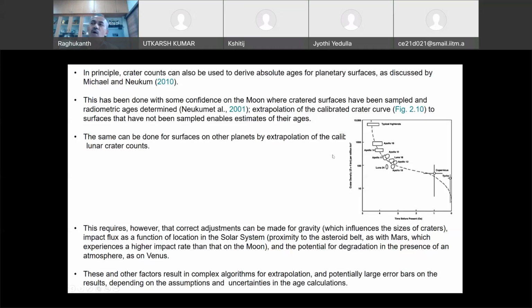Okay, so this is what the lunar cratering says. This information itself is used for other planets also. Of course, you have to make some corrections for the gravity of the planets, the impact flux in the solar system, and the potential for degradation in the presence of an atmosphere. When there is an atmosphere, we have a problem, as the crater frequency distribution will have some issues. Venus has an atmosphere, Mars has an atmosphere, so it becomes a problem to find out. So these are complex things, and people have tried to develop some types of algorithms and others to handle these issues also.